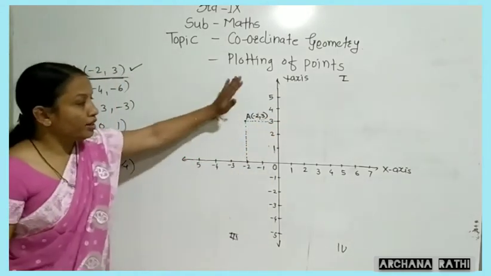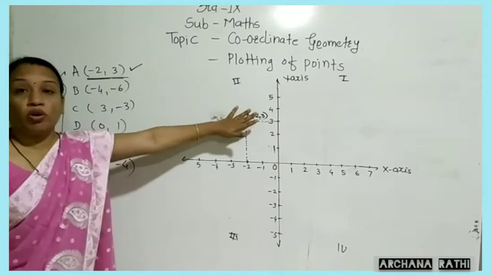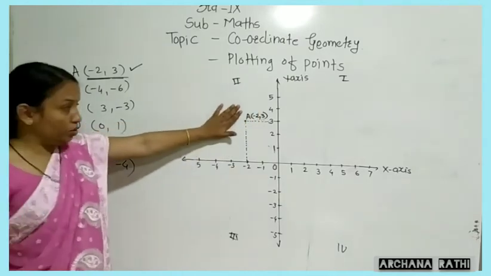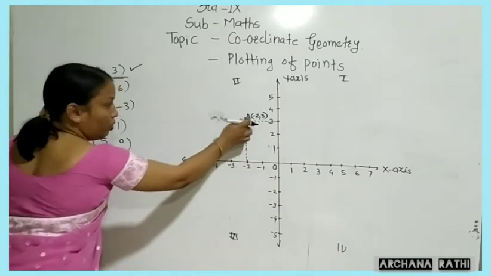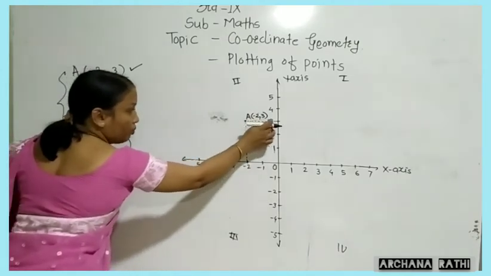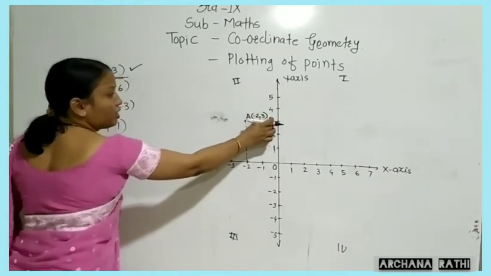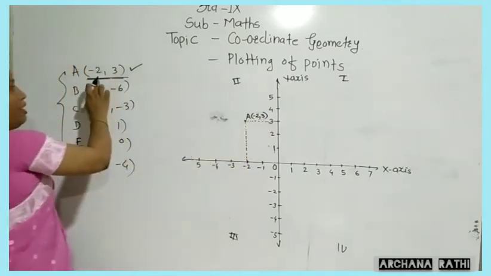Then only you will get the complete mark. Many times you are not writing the coordinates; you are just writing the point name and not the coordinates. You have to write that. (-2, 3). Just draw the perpendiculars, and at the point of intersection of those perpendiculars, your point is (-2, 3).